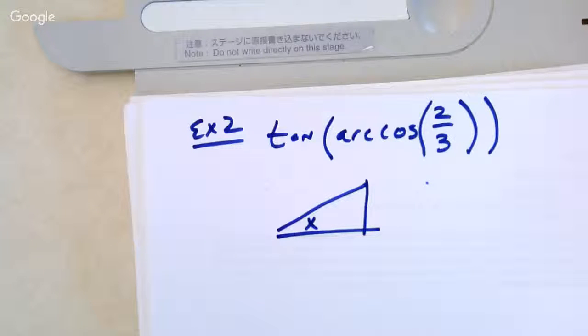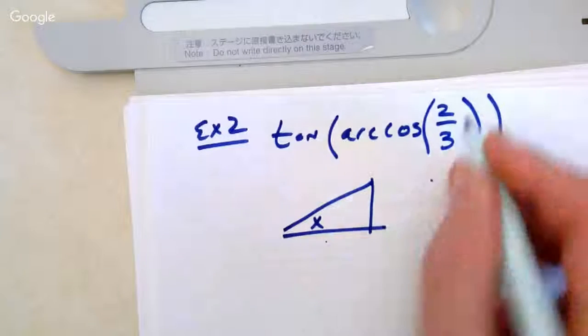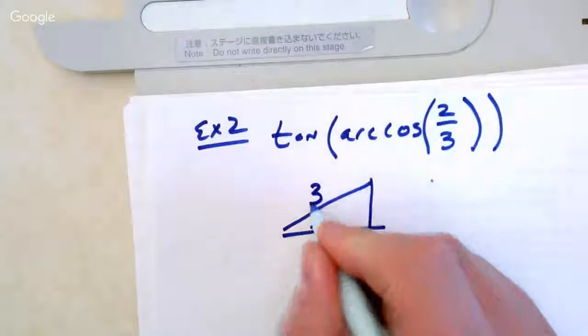Cosine is the 1 over the what? Vertical, horizontal, total. Where does 2 and 3 go? It's the horizontal over the total, right. So horizontal would be our 2, total would be our 3.